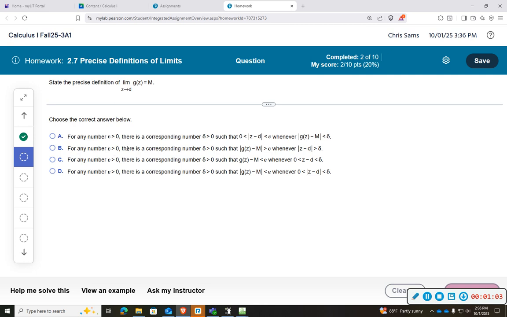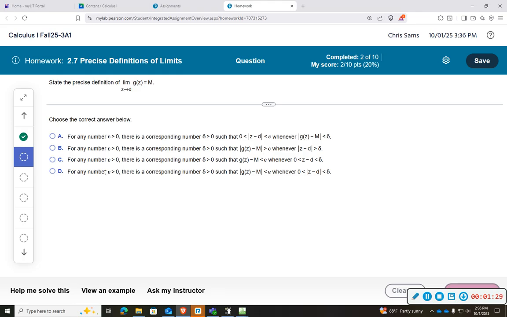Any number epsilon, there's a corresponding delta such that g of z minus m, it says greater than epsilon, this should be less than. So C is out. Any epsilon, there's a corresponding delta such that g of z minus m is less than epsilon, so that gives you the right form, but it is missing the absolute value. Okay, so far A, B, C are wrong.